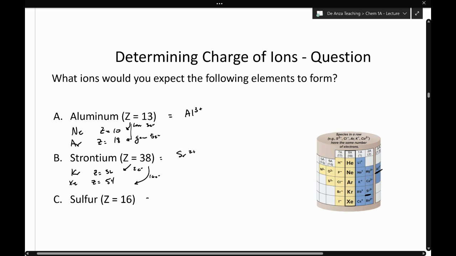The last one we have is sulfur. And so the noble gas that's before sulfur is neon with a Z equal to 10, and the noble gas that comes after sulfur is argon with a Z equal to 18. So we're always going to look at the noble gas that comes before it and the noble gas that comes after it. And so we can see that to go from sulfur to neon, we'd have to lose 6 electrons, and to go from sulfur to argon, we'd have to gain 2 electrons. And we see that 2 is smaller than 6. So we expect sulfur to gain these electrons and to become sulfur 2-, which we can see right here. Okay?